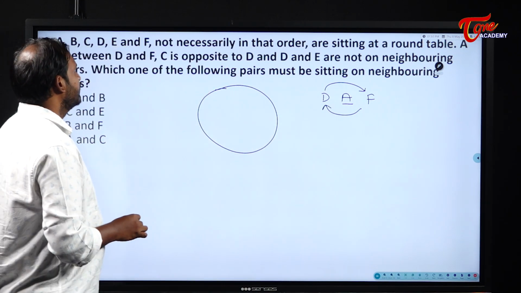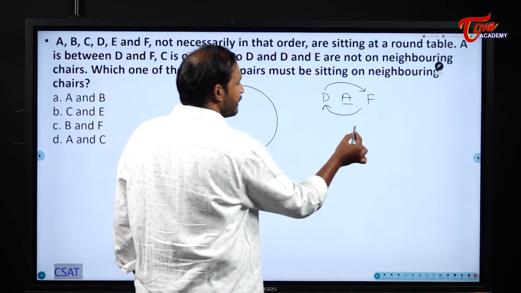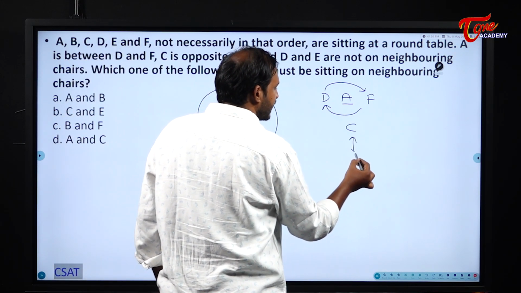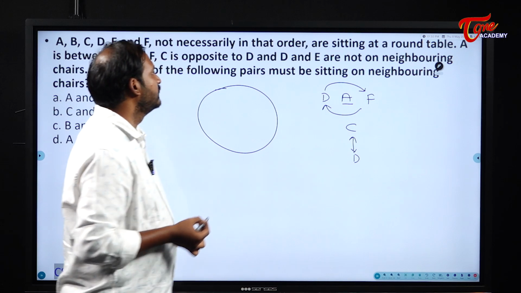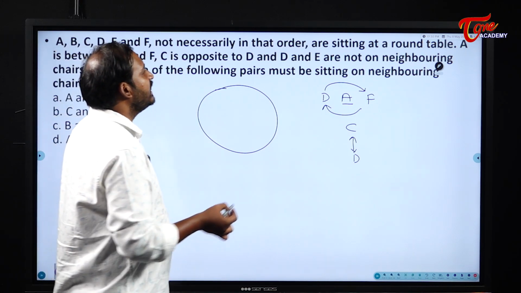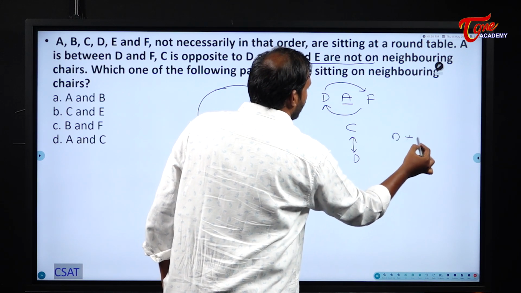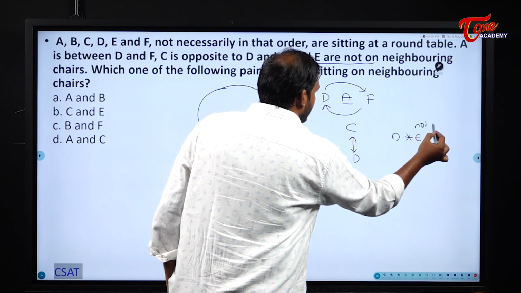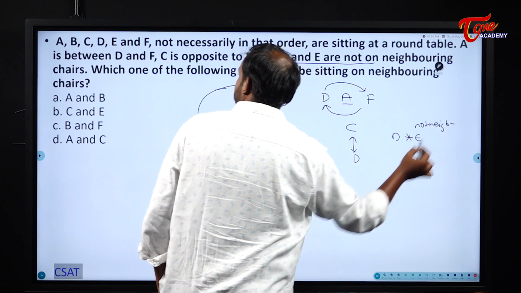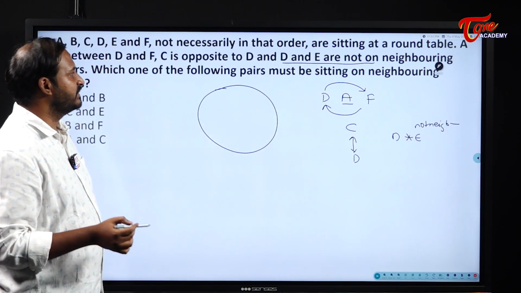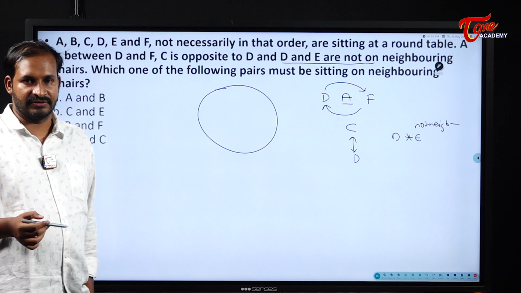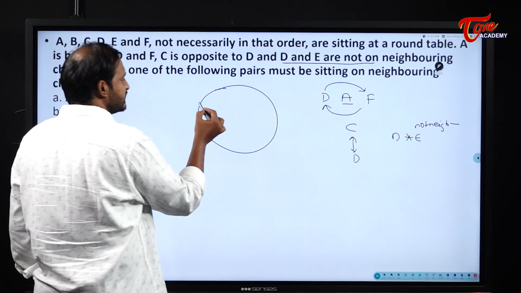Okay. Next, C is opposite to D. C and D are exactly opposite to each other. And D and E are not neighbors. Which one of the following pairs must be sitting on neighboring chairs? That is the question for us. Now see, in total how many are there? 6 are there, right?